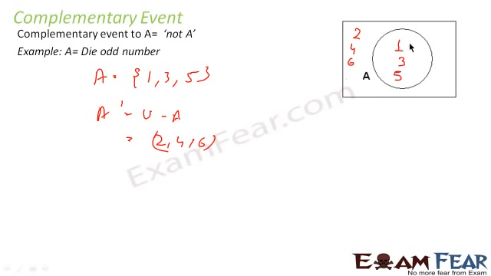So if this is A, 1, 3, 5, this is the complement of A. Sorry, this is not A. This is the complement of A. This part is not included in A.